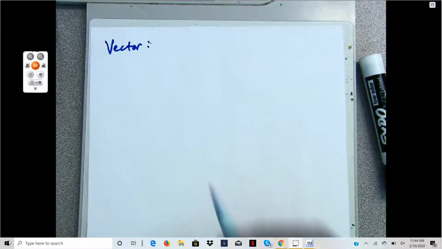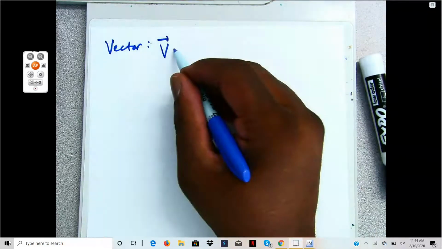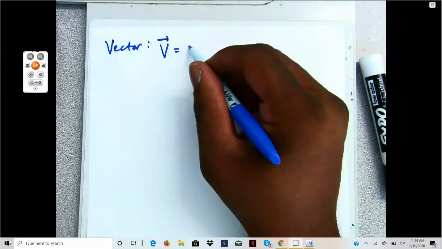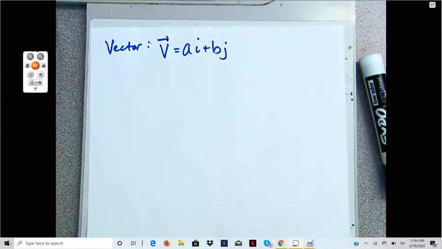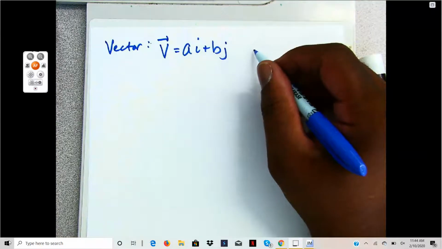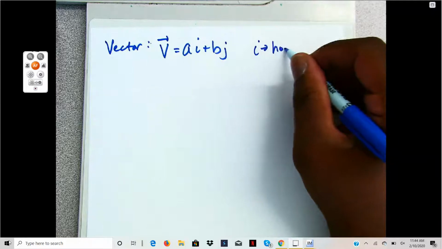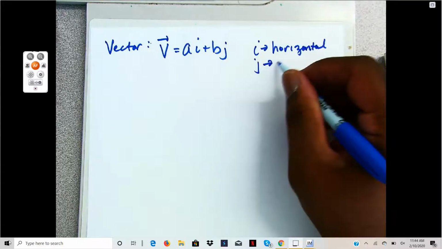All right, so how do we write a vector? How do we represent it? Well, a vector is represented using the letters i and j. So ai plus bj. i is the horizontal, and j is our vertical.